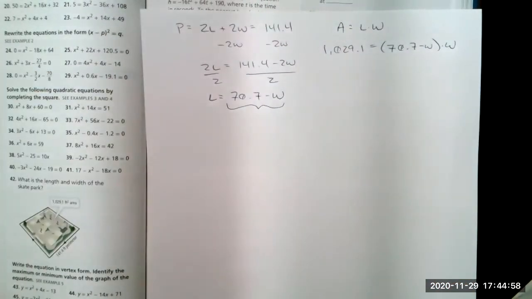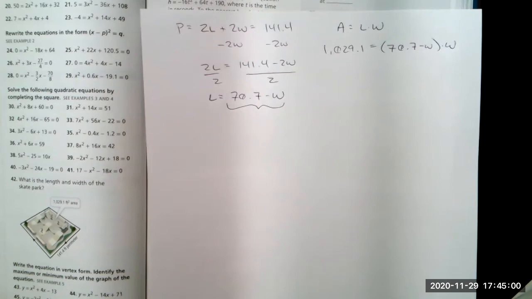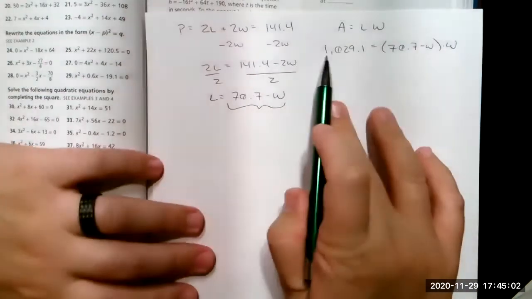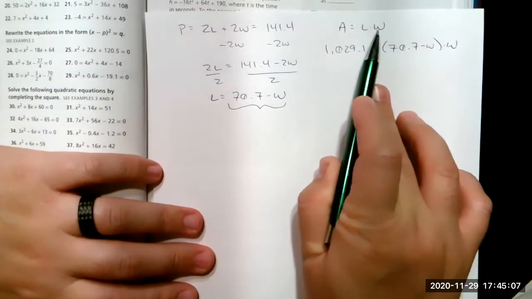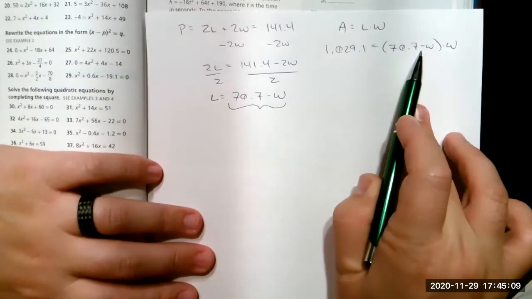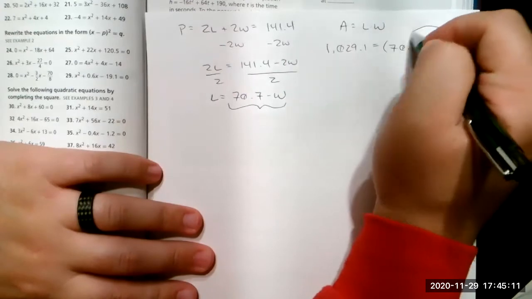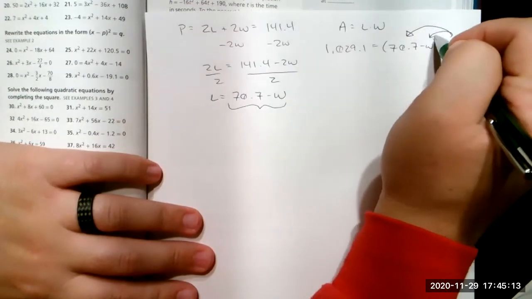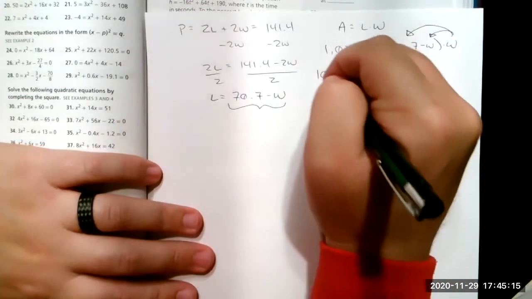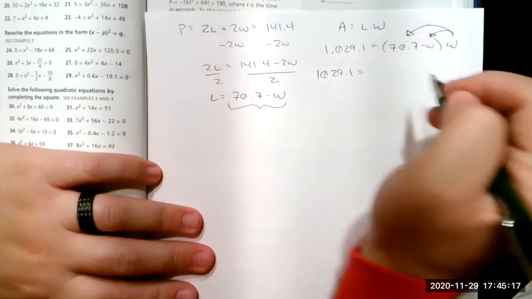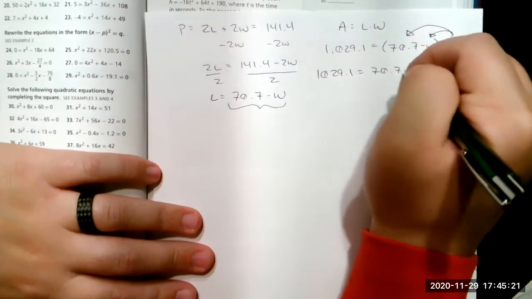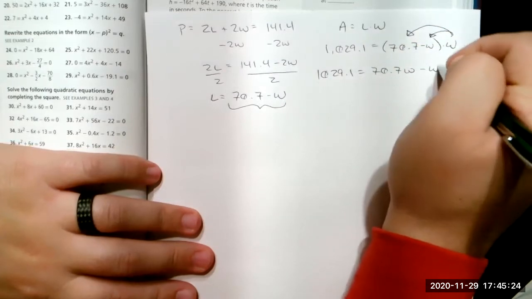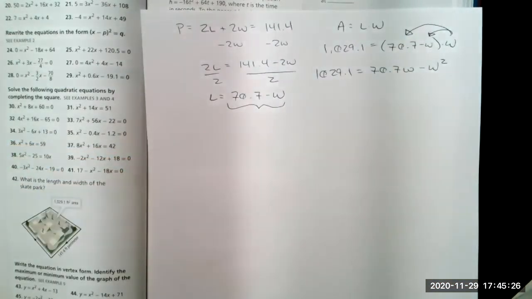Again, the big thing that we talked about a few minutes ago, back in that example problem, was that now we have one equation with only one variable, changed from L and W to just W's. So I can solve this, just distribute W. So it's going to be 1,029.1 equals 70.7 W minus W squared.